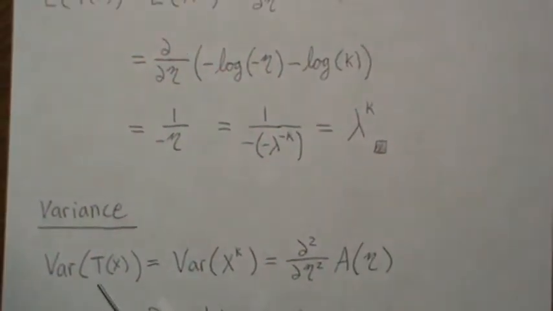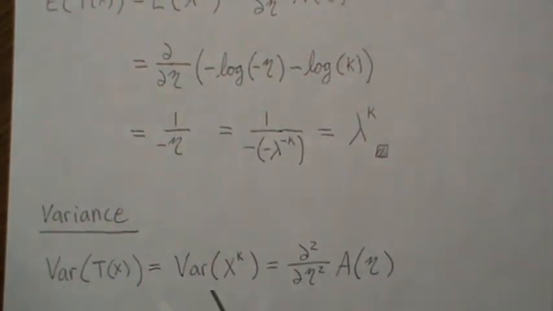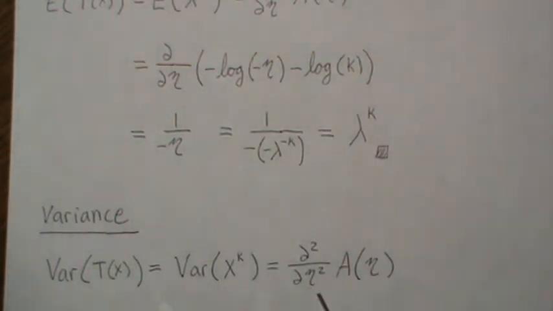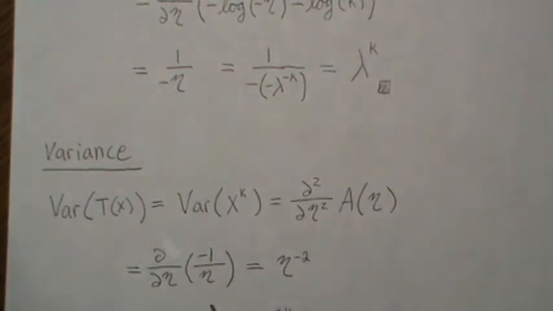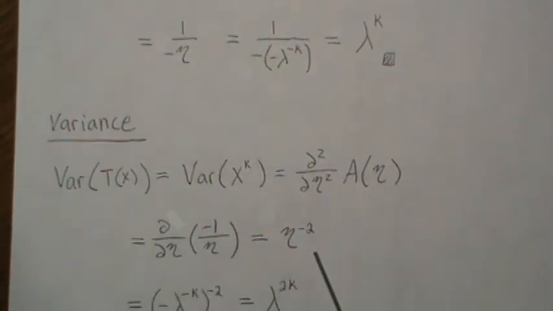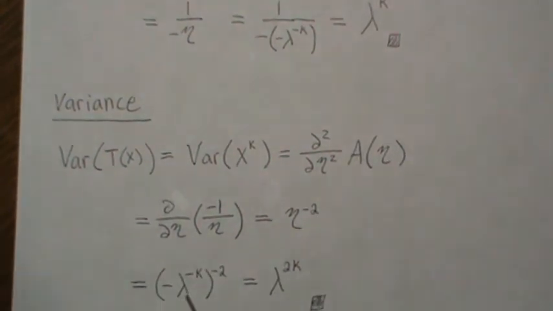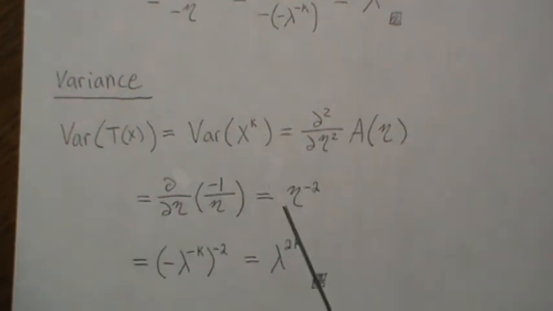Now to find the variance of our sufficient statistic, so it's the variance of x to the k, that's the second derivative of our log partition with respect to eta. So now we found the derivative once, so let's just cheat and put it in and then take the derivative of that, and we get eta to the minus 2. Or it could be thought of as 1 over eta squared. Now we put in what we know about eta, simplify it, and we get lambda to the 2k. And so that's the variance of our sufficient statistic, x to the k.